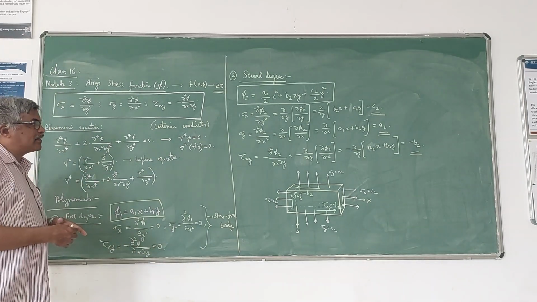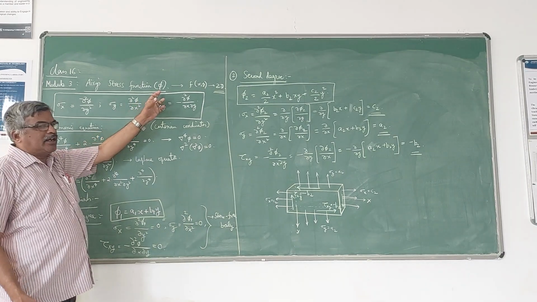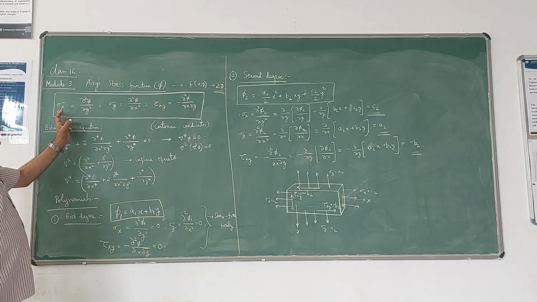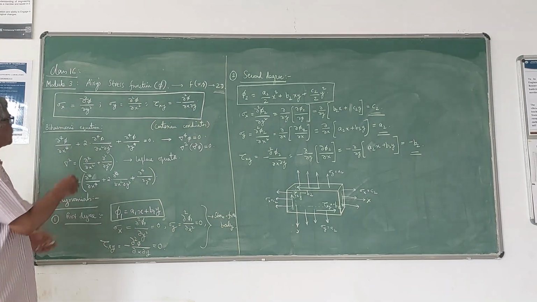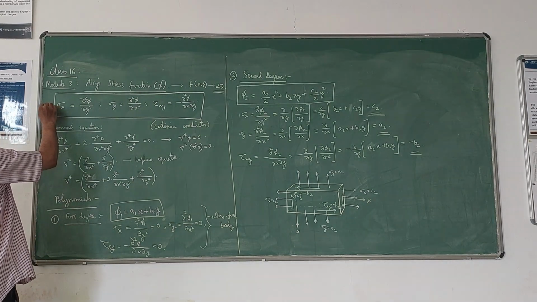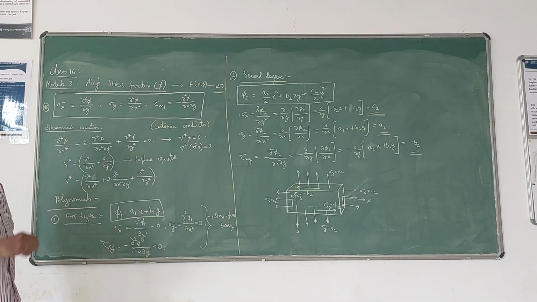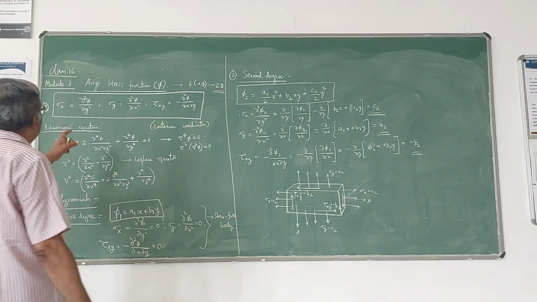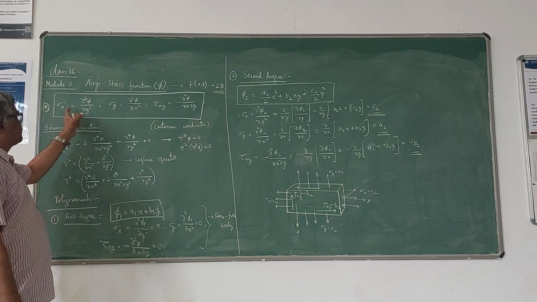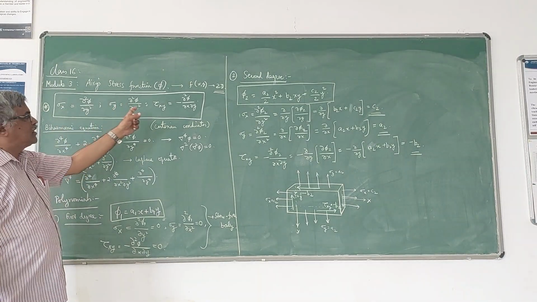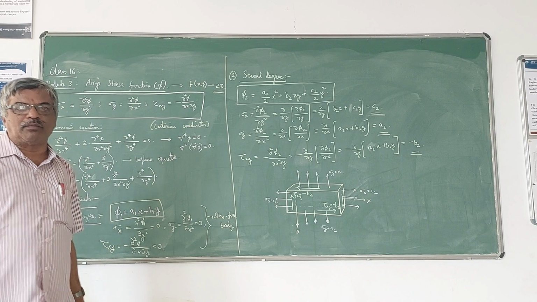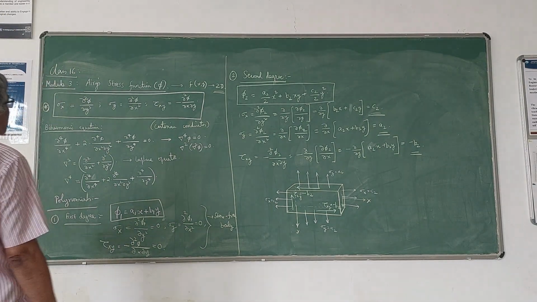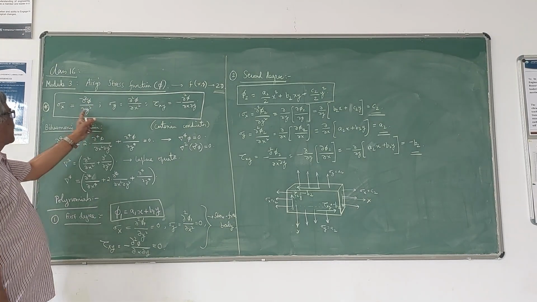So it is defined like this. It is denoted by phi. So phi is a function of x and y. Using the Airy function, you can always find out the stress components in a two-dimensional stress system. In a 2D stress system, you will have three stress components: sigma x, sigma y, normal stress components, and tau x y, the shear stress component. You can always express these three stress components in terms of Airy stress function like this.